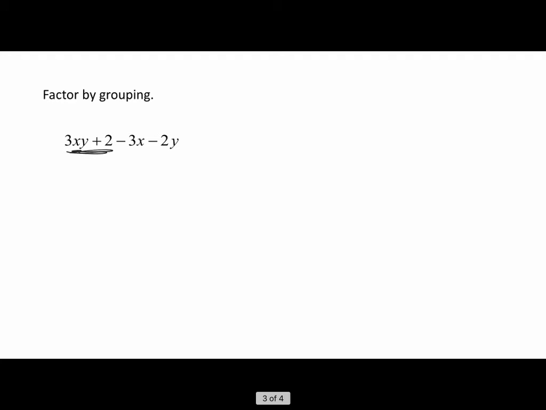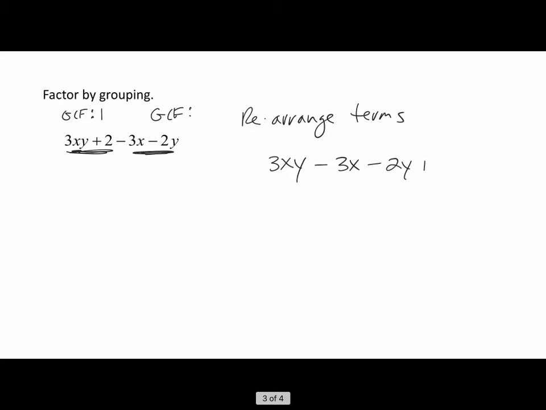Our next example, I'm going to group these by 2, see if there's a GCF for the first group, and there is not. A GCF for the second group? Not really. So this is why I probably want to rearrange my terms, so that I have a common factor for each of the groups. So I'll start with 3xy and say, let me move that minus 3x, then the minus 2y, and then the plus 2. I'll just rearrange those terms.